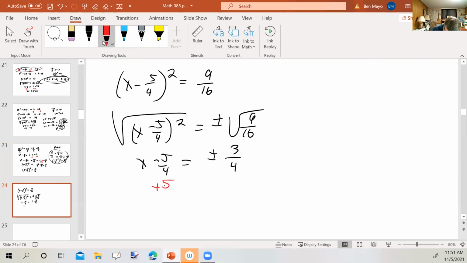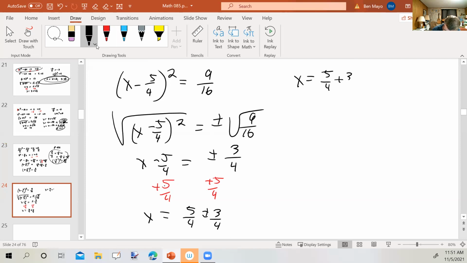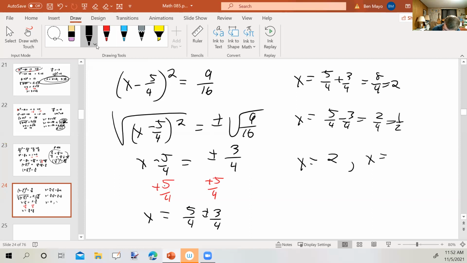Now I'm going to add 5/4 to both sides of the equation. So x equals 5/4 plus or minus 3/4. So we've got 5/4 plus 3/4, which is 8/4, which is 2, or 5/4 minus 3/4, which is 2/4, or 1/2. So x equals 2 and x equals 1/2. Okay.